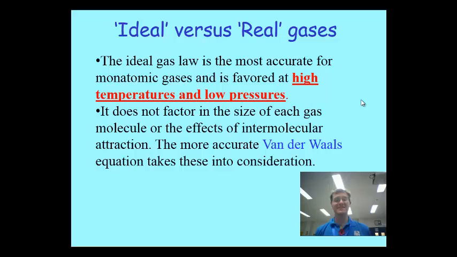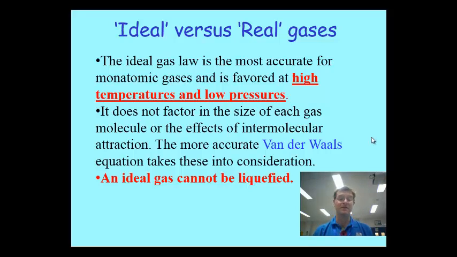It doesn't factor in the size of each gas molecule or the effects of intermolecular attraction, and there's what's known as the van der Waals equation, and this does take these into consideration, but we don't need to know about it for IB physics. And obviously it falls down because an ideal gas cannot be liquefied. So we've got to recognise if we reduce the temperature, then gases will turn to a solid, or to a liquid and then a solid eventually, but an ideal gas doesn't fit that situation.